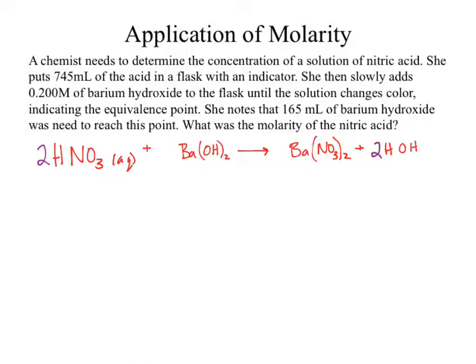The next part of the question on the quiz was to provide the information underneath each of these. We are told that we have 745 milliliters of acid. We are also told that we have 0.200 molar barium hydroxide, and we have 165 milliliters of barium hydroxide. The question asks for what? The molarity of our nitric acid.